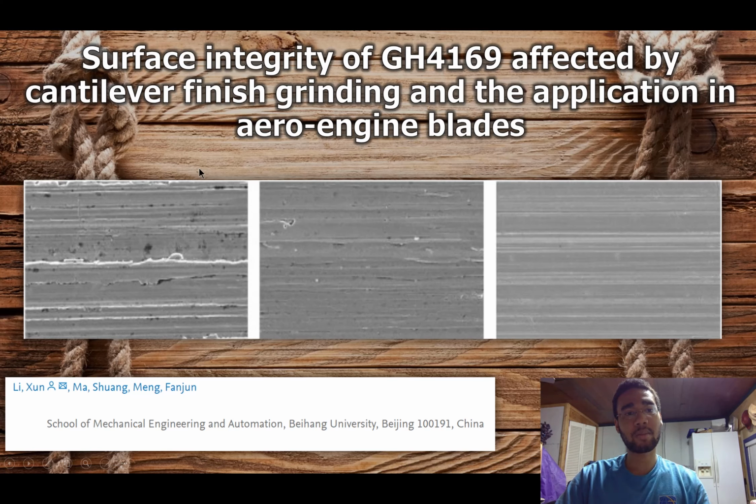The first research project I'd like to talk about is surface integrity of GH4169 affected by cantilever finishing, grinding, and the application in aero engine blades. This project was conducted by Xung Li, Shuang Mao, and Fanjung Meng of the School of Mechanical Engineering and Automation from Beihang University in Beijing, China. Excuse me for my pronunciation.